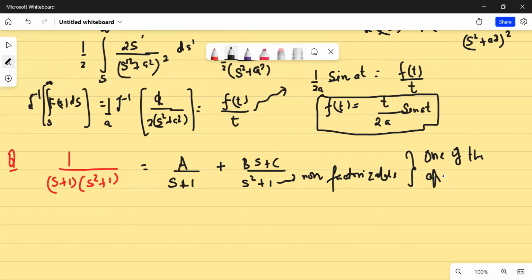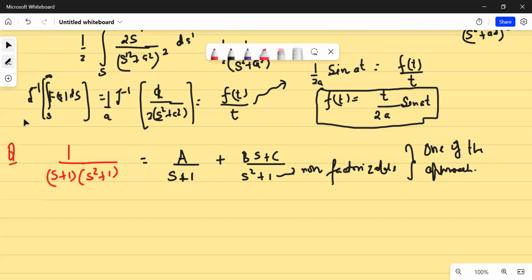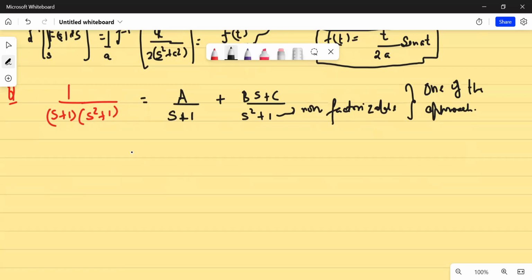One of the approaches can be to move in this way. Another approach can be to see. I know that that's slightly tricky also. So let's try to do it this way once, and then I'll try to do it in another manner also. So what will it be equal to?